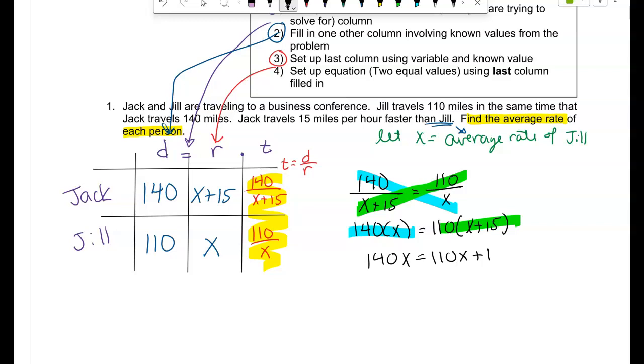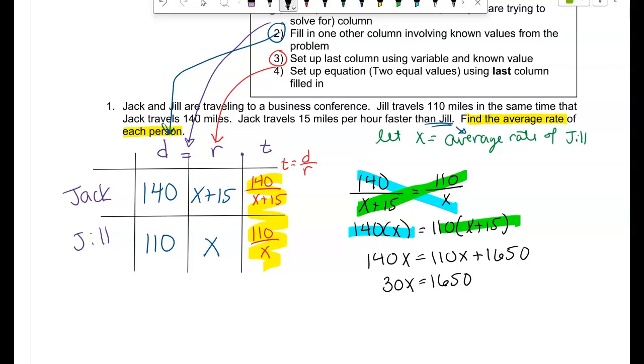1,000 what? Double check me, but I think it's 1,650. Is that right? 1,650? All right, can I subtract the 110x over? So that's 30x equals 1,650. People, do you think maybe we want to have calculators out today? Yes. What do we do next?